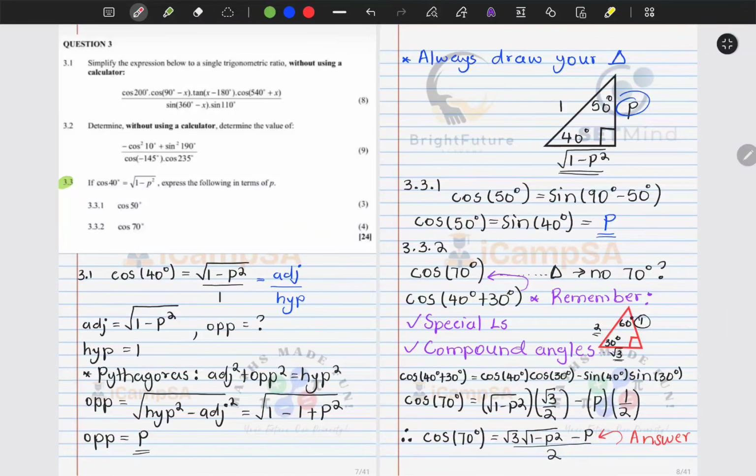Very simple. I hope that you would have been able to get all these marks here for this question number 3.